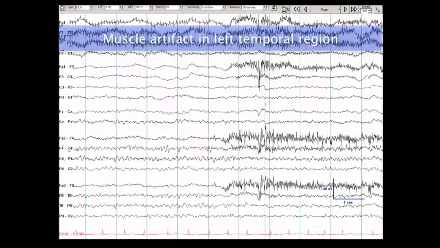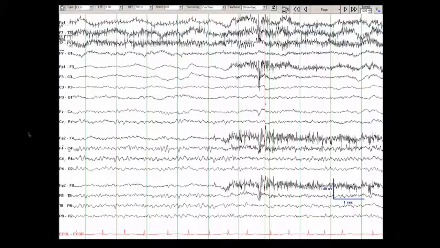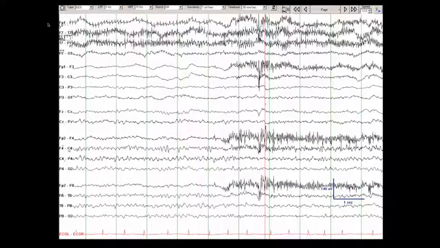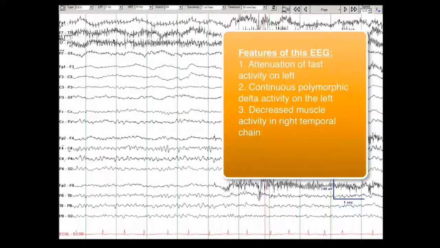Here you can see that there is very prominent muscle activity in the left temporal region, and we see almost no muscle activity in the analogous right temporal region. This would suggest that some of the muscles in the left temporal region, such as the temporalis muscle and some of the facial muscles, are activated on the left, but are not activated on the right.